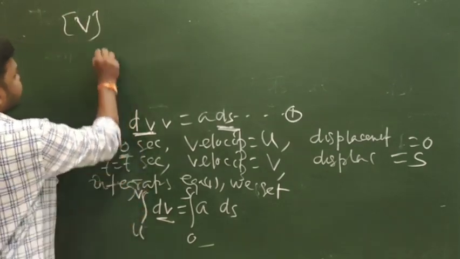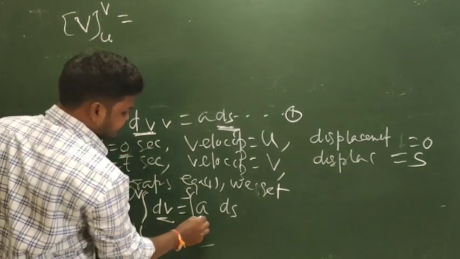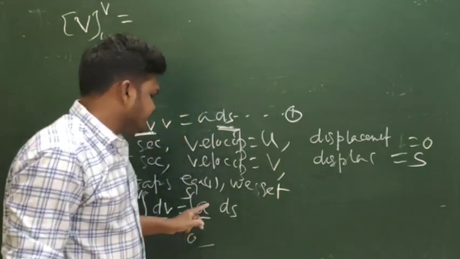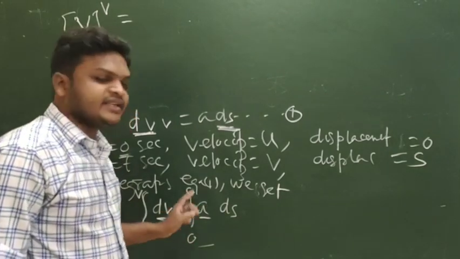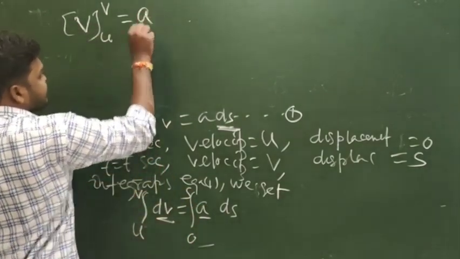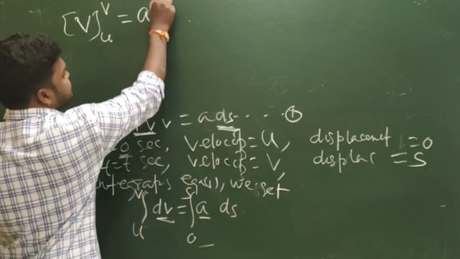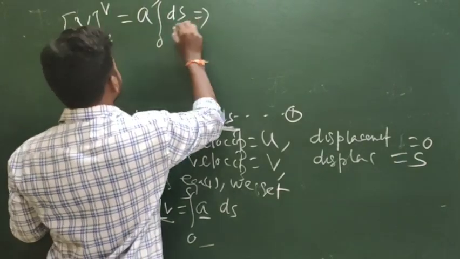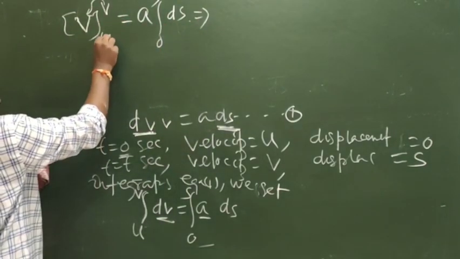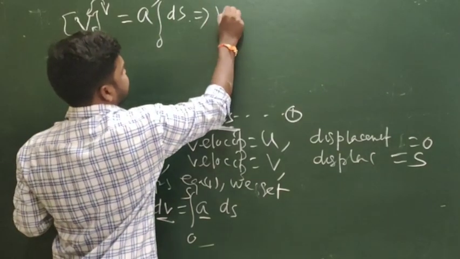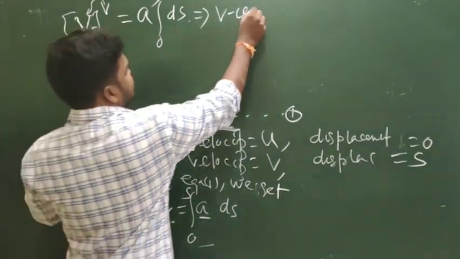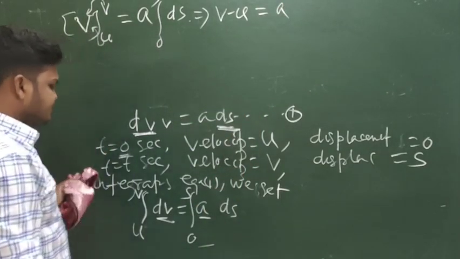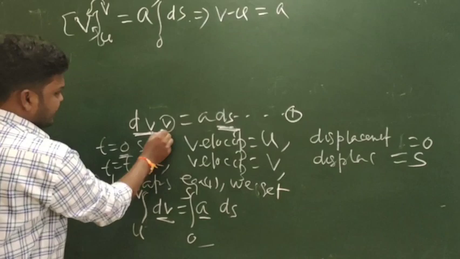Then integration will be applied, and u and v will come in. In this case, a is constant because the integration is only for ds, so a is out of the integration box. Then the integral from 0 to s of ds, using the upper limit and lower limit, means v minus u is equal to, in this case, a.